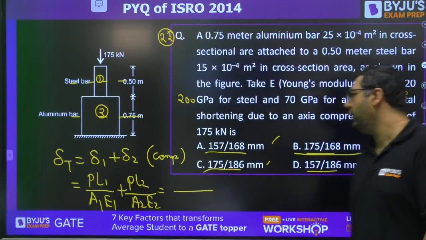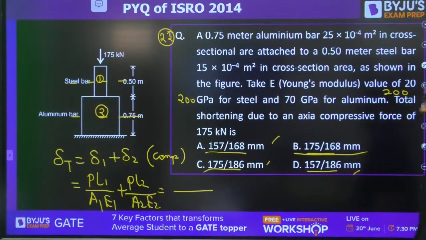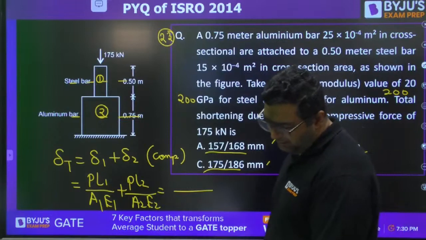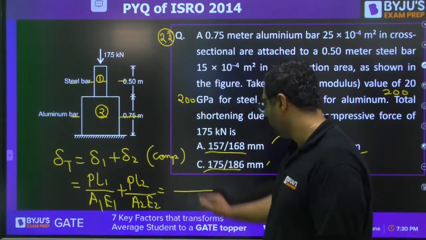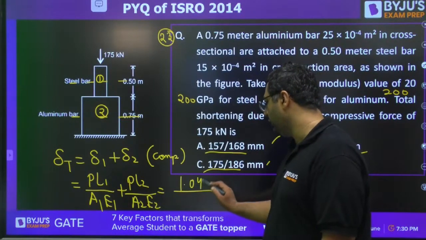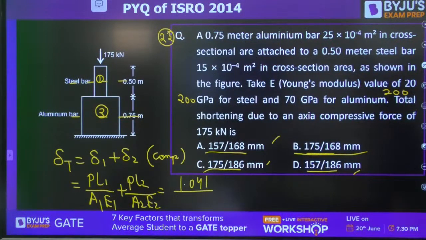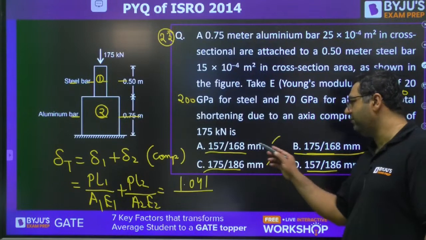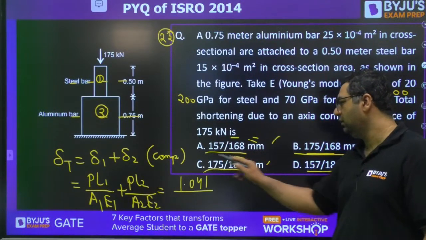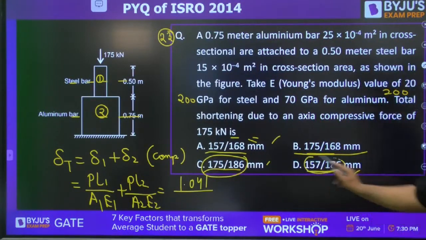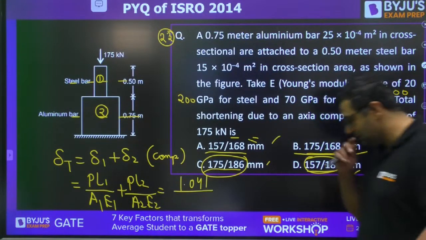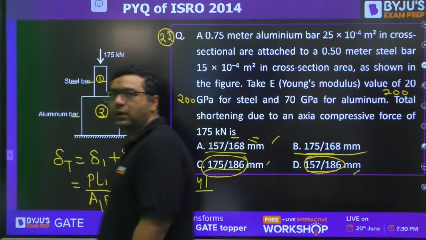Okay, Pajal has given the answer to be B. So when you find it out, you will get 1.041. So you can see that this is less than one. Less than one. Less than one. So from that logic, you can directly say that the answer will be B.